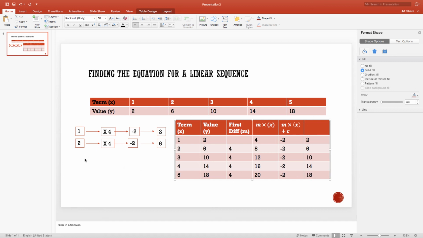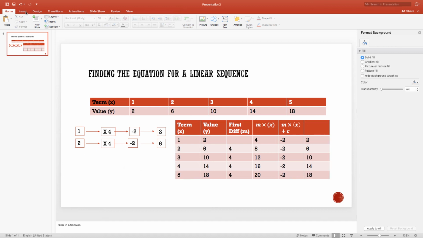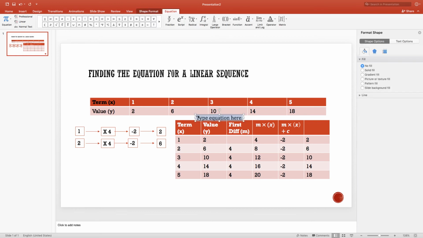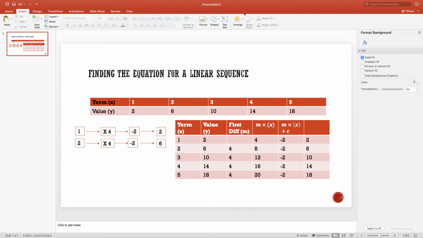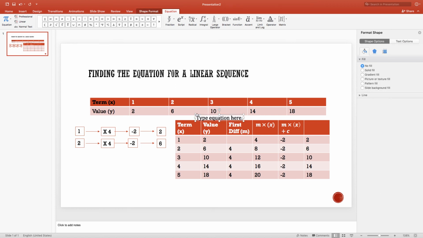This rule, so if I insert the equation that I'm going to put in here, that describes every relationship here, then it's going to be y equals, this is turned into a text box, and I don't want a text box. I want an equation box. So I'm going to do that again. I'm just going to bring that down here.